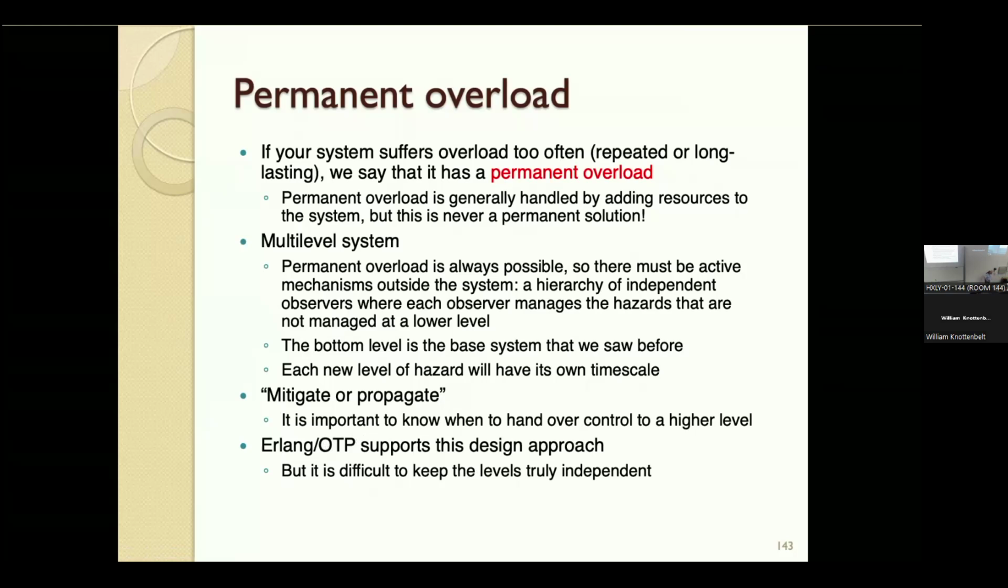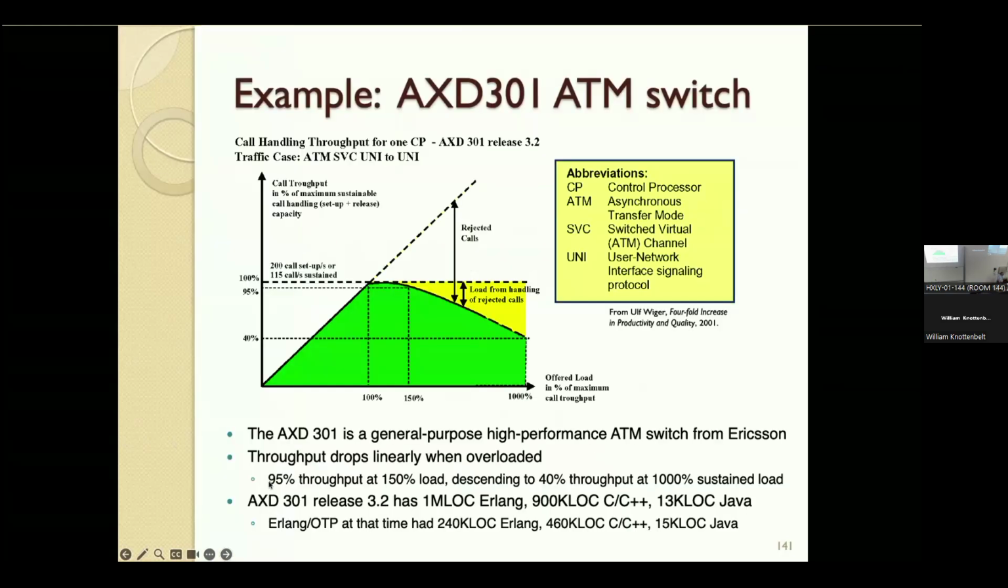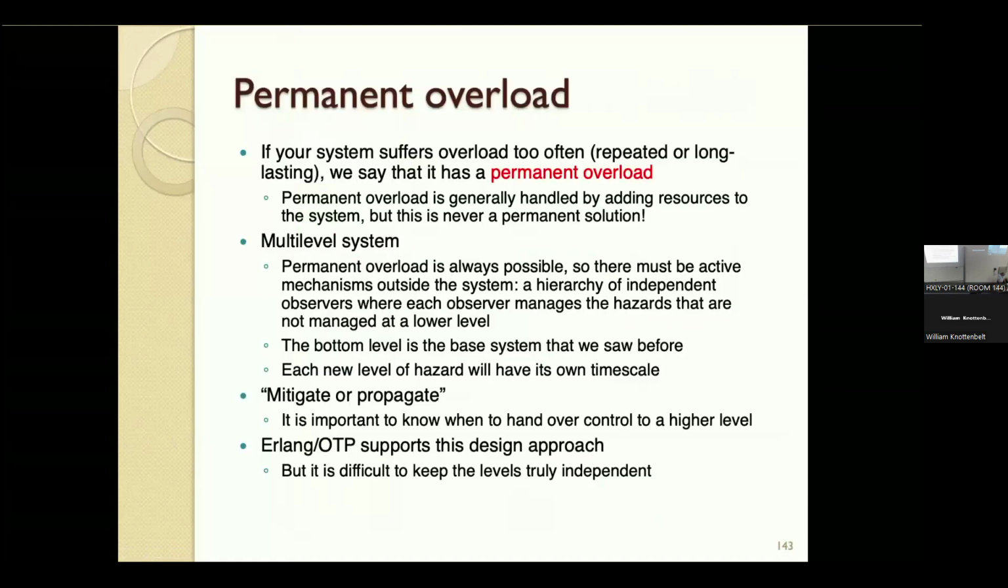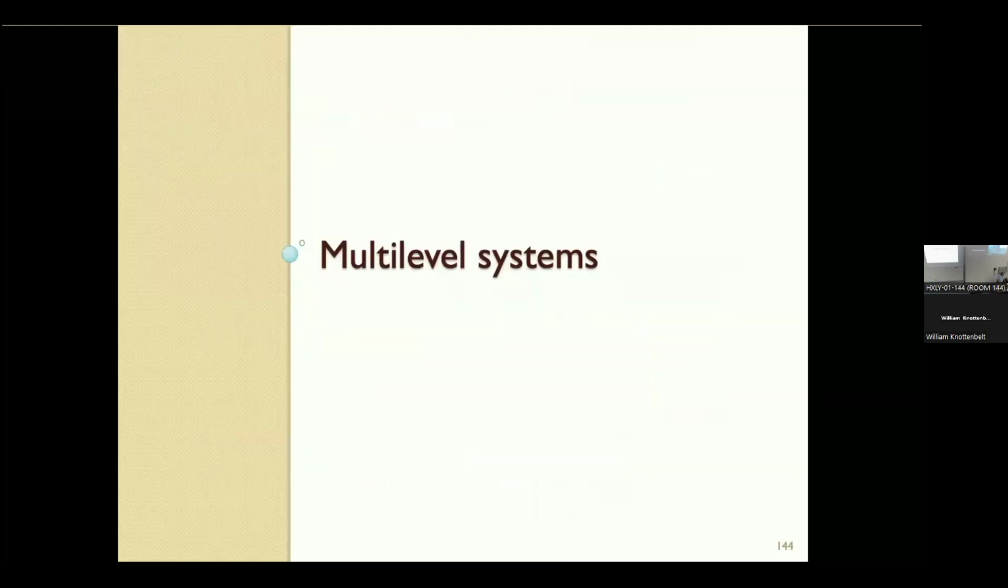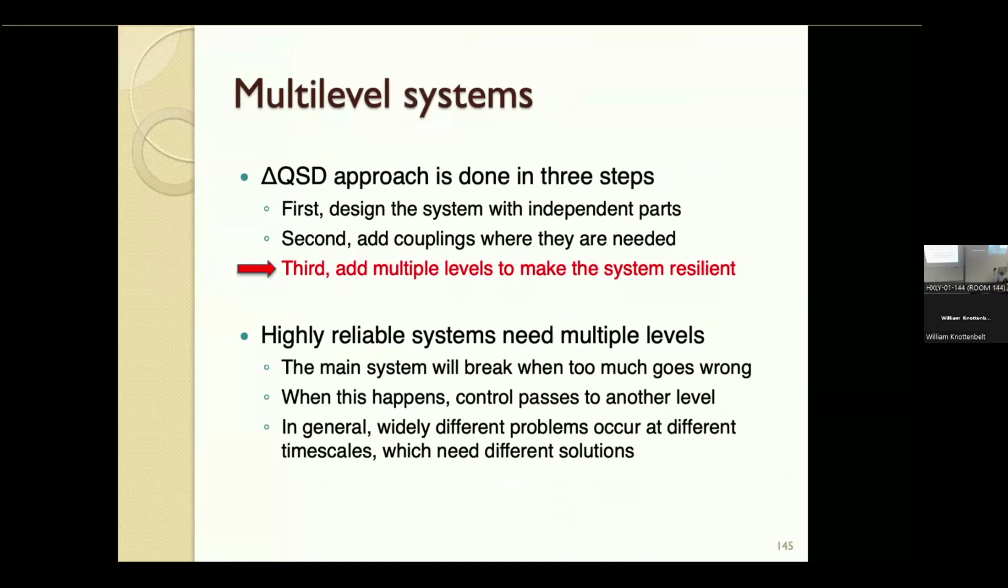So don't always try to solve the problem at the current level. Erlang OTP actually kind of supports this, although the levels are not actually truly independent. The system that I showed before is written mostly in Erlang, but you can see there's this yellow part. That's because there's actually some interference between the different levels, which is not good. So let me talk about these multi-level systems now.